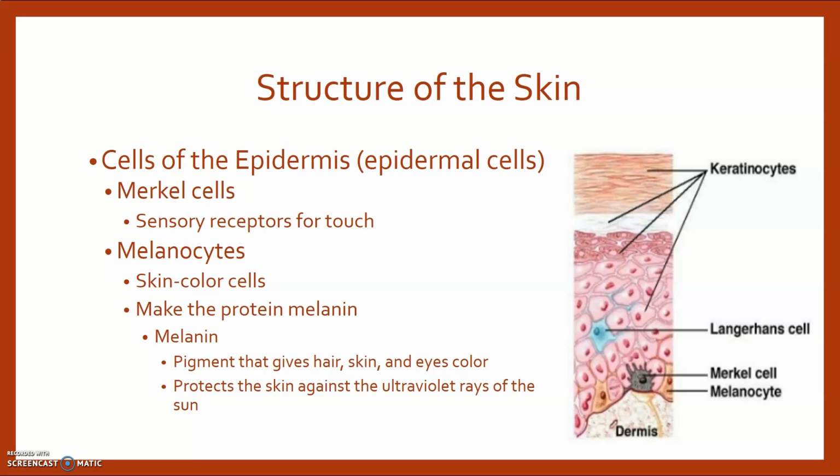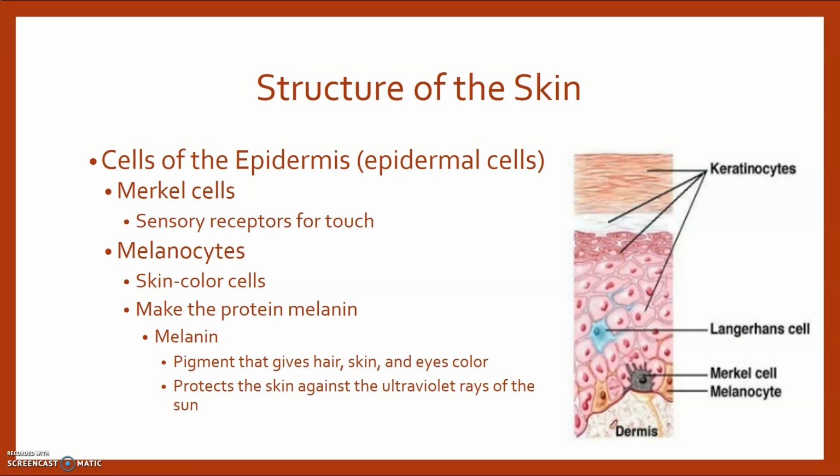The next cell type we have are called Merkel cells. And Merkel cells are important because they contain sensory receptors for touch. So we think about touch and being able to detect when things feel hot or cold, or being able to detect pressure. And those Merkel cells have those sensory receptors.